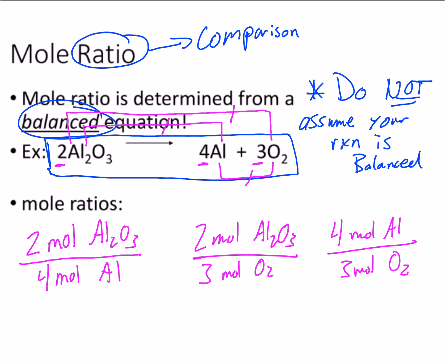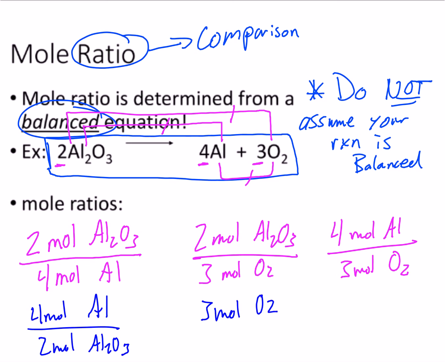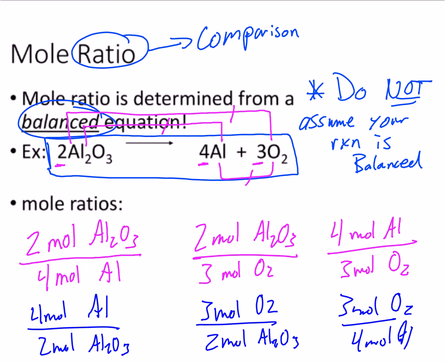I could flip them to where I have 4 moles of aluminum over 2 moles of aluminum oxide. I could have 3 moles of oxygen here. I could have 2 moles of aluminum oxide. And I could have 3 moles of oxygen and then 4 moles of aluminum. Now, are they similar, the ones that I flipped? Absolutely, guys. Do we know which one we're going to need right now for a problem?